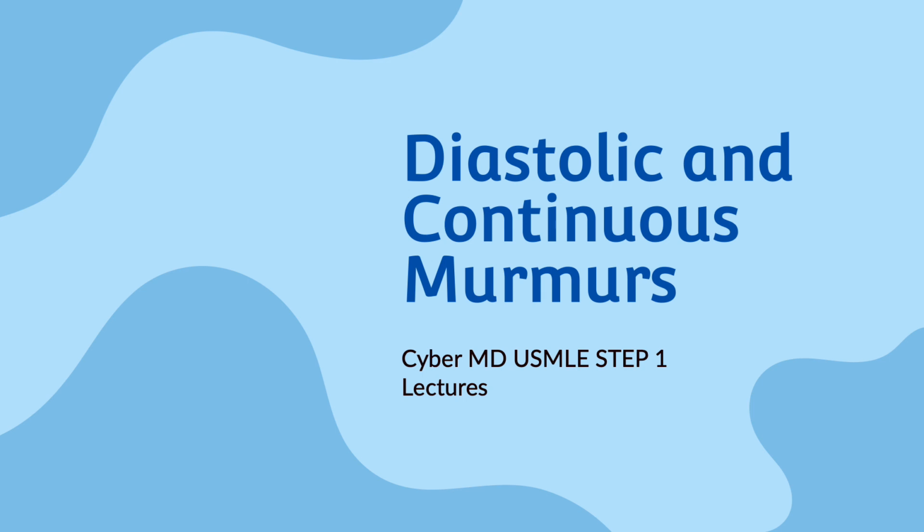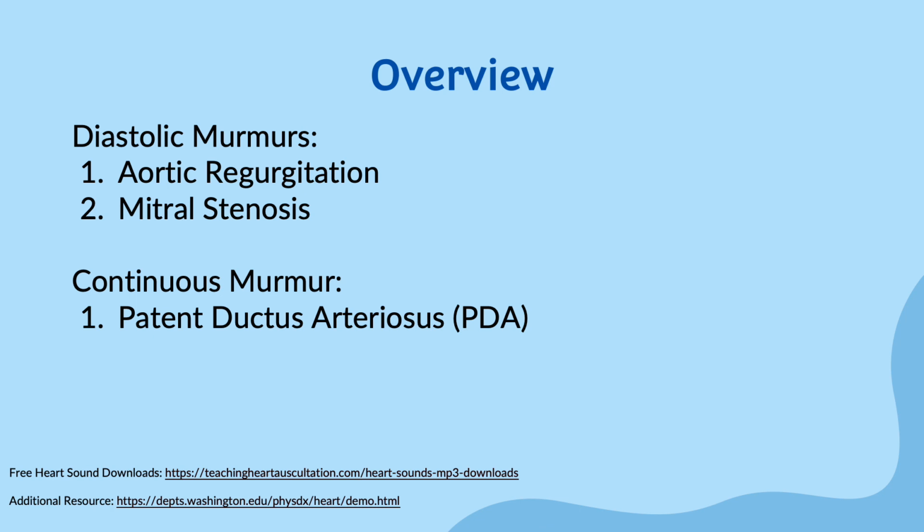Today we'll be covering diastolic and continuous murmurs as they apply to the USMLE Step 1 exam. Diastolic and continuous murmurs are heart sounds that are heard during different parts of the cardiac cycle. Diastolic murmurs are heard during the diastolic phase of the cardiac cycle, which is the period of time when the ventricles are relaxing and filling with blood. Continuous murmurs, on the other hand, are heard throughout both the systolic and diastolic phases of the cardiac cycle.